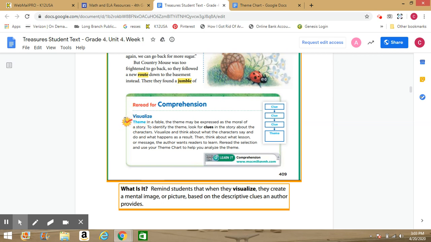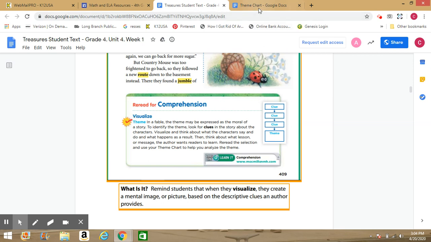It says, in a fable, the theme may be expressed as the moral of a story. To identify the theme, look for clues in the story about the characters. Visualize and think about what the characters say and do and what happens as a result. Then think about what lesson or message the author wants the readers to learn. Reread the selection and use your theme chart to help you analyze the theme. So boys and girls, this is what the theme chart looks like.